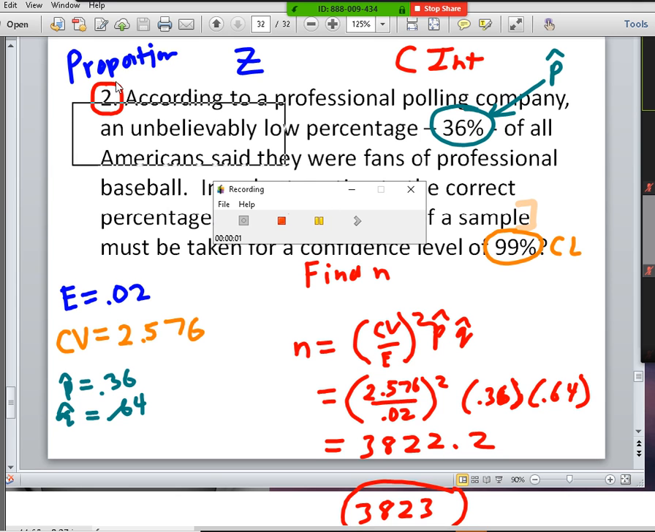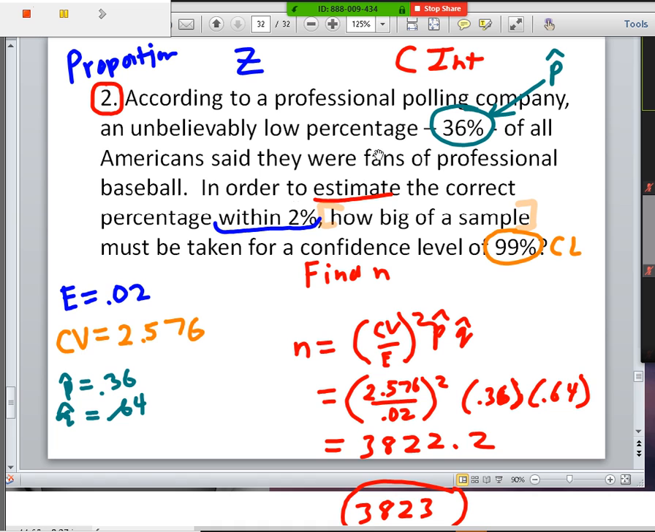So here we have a proportion, right, because there's no word mean or average in here. And also you see this percentage. That's your p-hat. And so it's going to be a z-distribution. And it's also a confidence interval. However, how do you know it's a confidence interval? It says estimate. You guys see that one there?